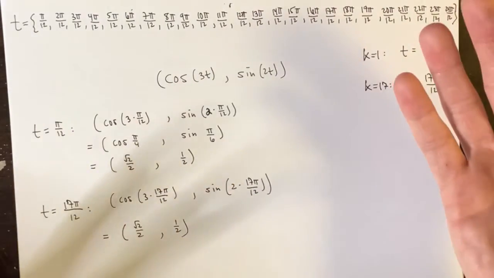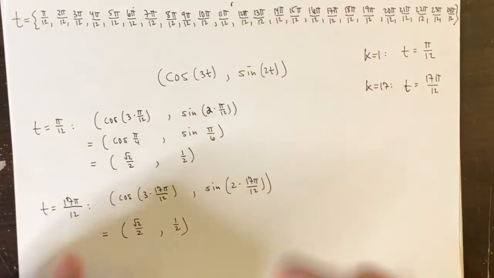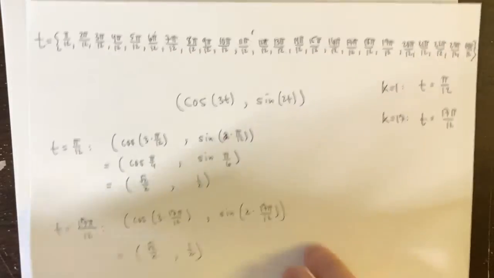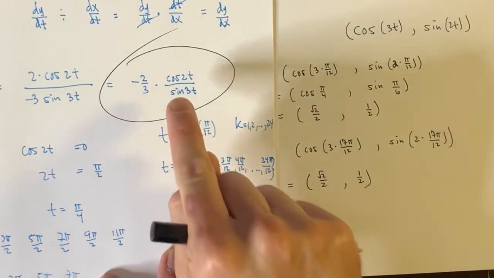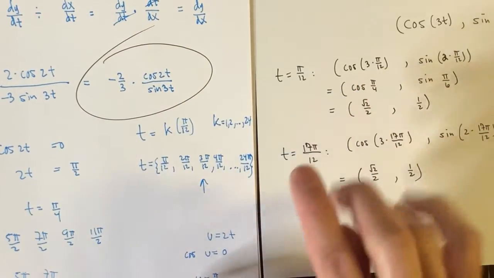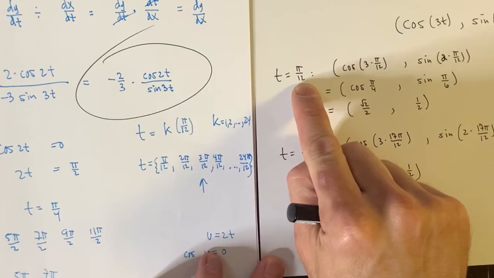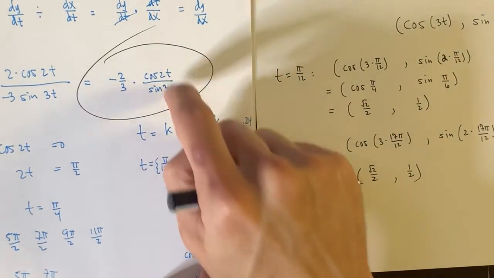But then remember what they wanted. They didn't want the locations per se, they wanted the slopes. Read the directions. They wanted the slopes at these values. And so what we do is we go here to our derivative. That was the derivative which spits out slopes. So to finish this problem, take π/12 and plug it in to t. Take 17π/12 and plug it in there.